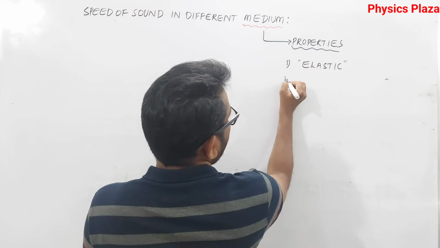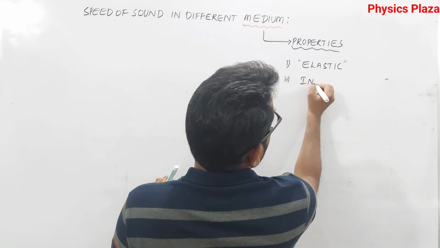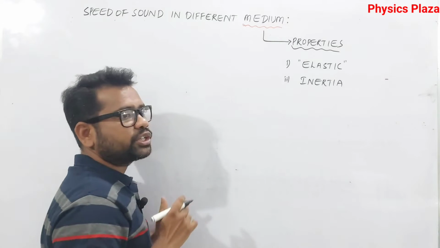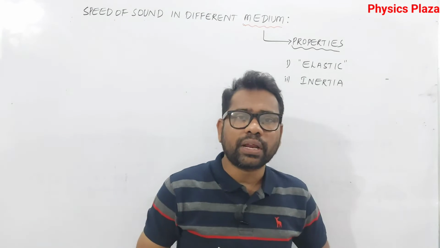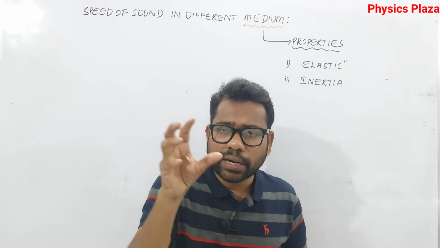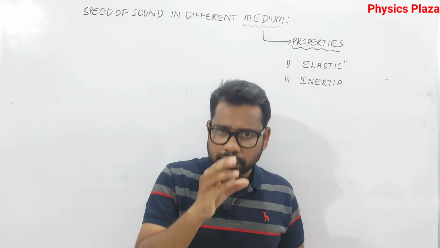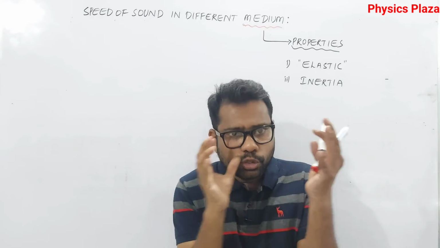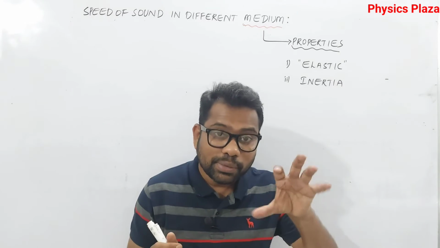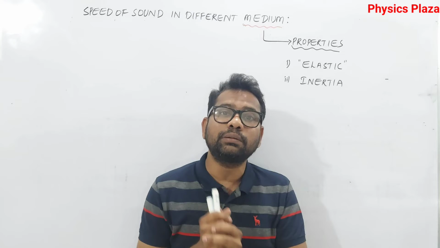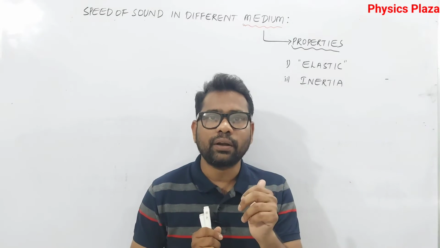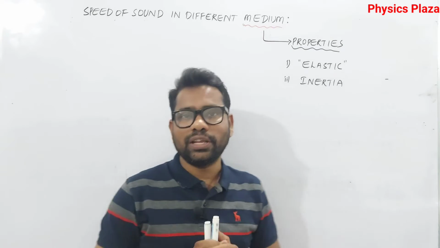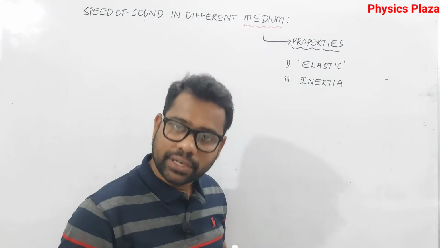And the second one, children, the medium should have inertia. Why should a medium have inertia? Wave is one of the modes of transfer of energy. To transfer energy, for a while the molecules should trap the energy. Energy must be stored within the molecules. That is very, very important. Why must energy be stored? Because a wave is nothing but the propagation of energy. For that, the medium should have inertia.